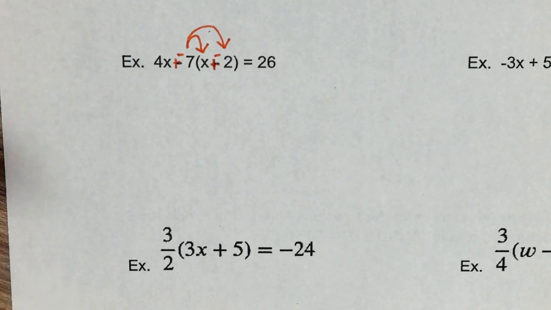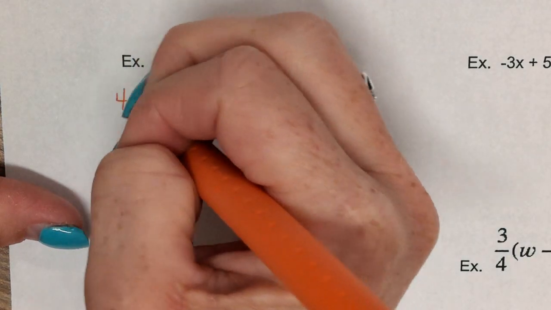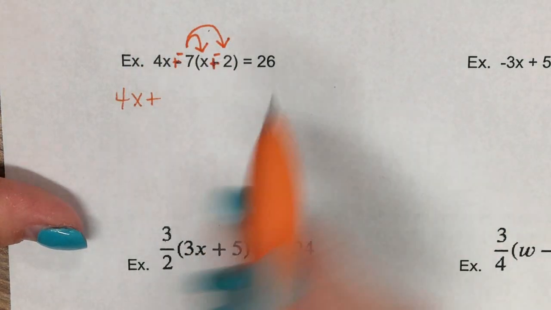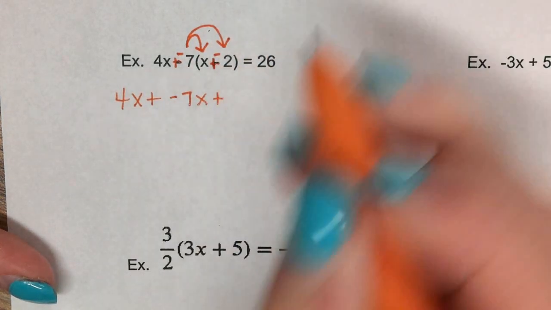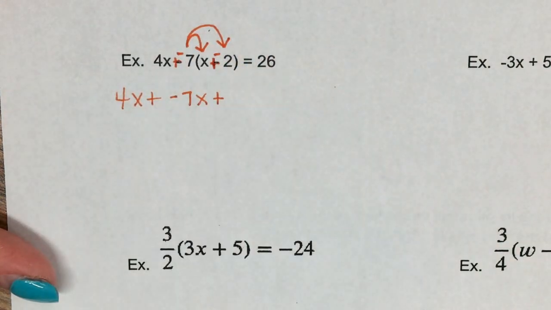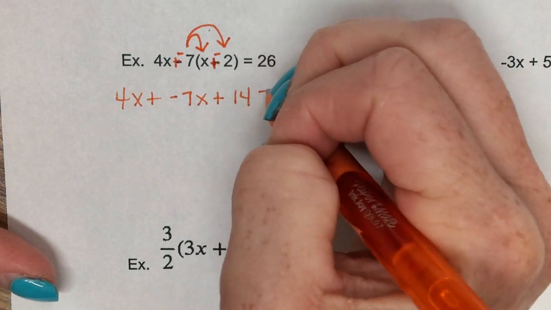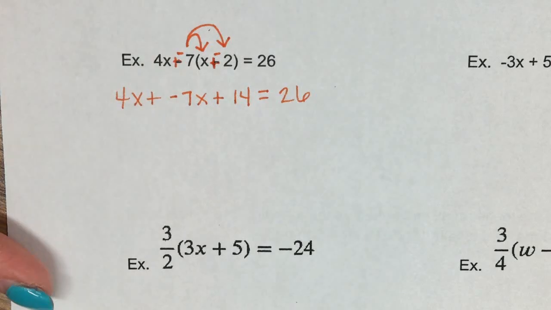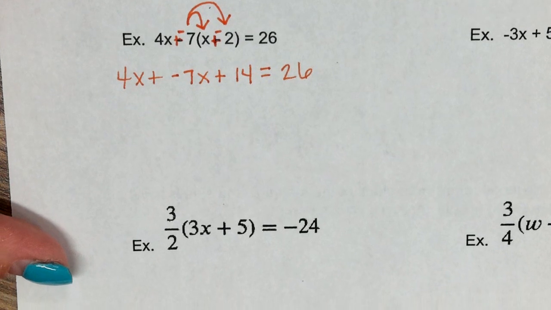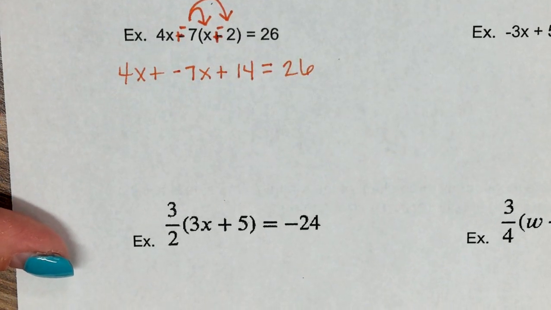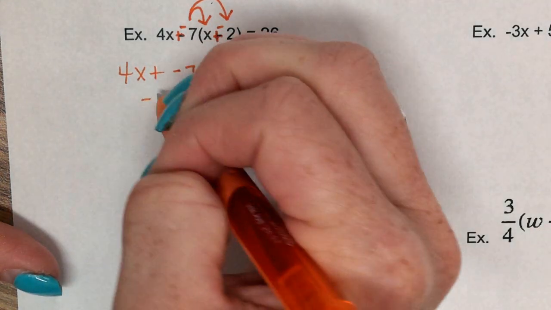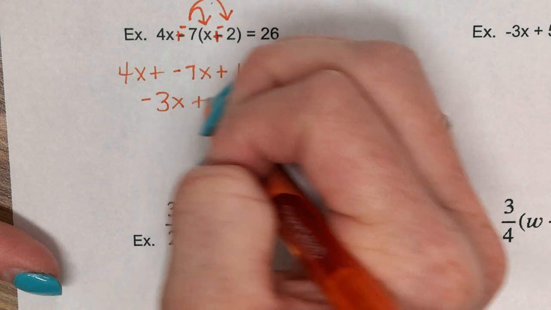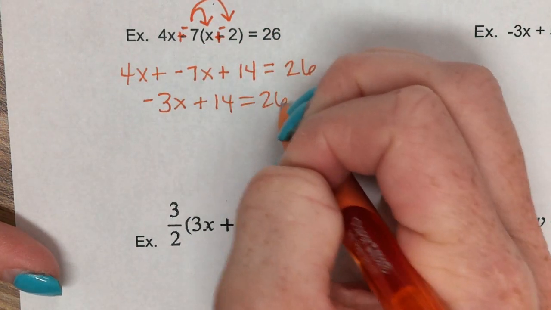The minus signs confuse them. So I have 4x plus, what is negative 7 times x? Negative 7x plus, what is negative 7 times negative 2? 14. Good, equals 26. Now I can combine like terms. What is 4x plus negative 7x? Negative 3x plus 14 equals 26.